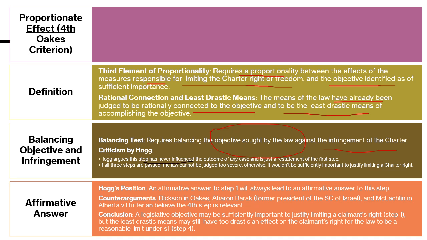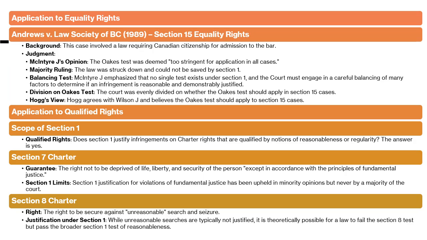Hogg argues this step has never influenced the outcome of any case. It is just a restatement, a repetition of the first one. If the first three steps are passed, the law cannot be judged to fail, otherwise it would not be sufficiently important to justify limiting a Charter right. So Hogg's position is that a positive answer to step one will always lead to a positive answer to this step. If the objective step is passed, then the proportionate effect will also pass. Then, how section 1 applies to equality rights.